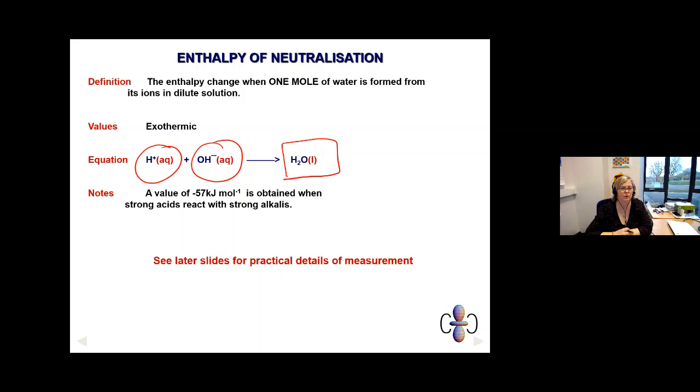In basic form, you've got something that's capable of accepting that proton to create, as a result of neutralization, water. A value of, not that you're meant to remember it, so don't panic, around -57 kilojoules, which shows that it's exothermic because it's negative, is obtained when strong acids react with strong alkalis. So things like HCl and NaOH to make water and NaCl.